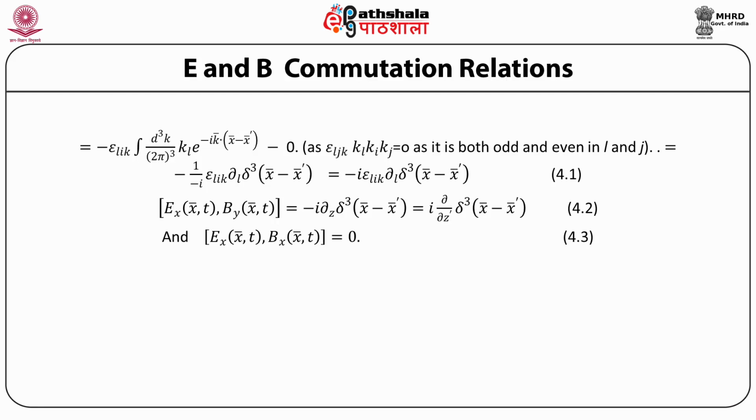So the commutator of E_x(x, t) and B_y(x', t) is given by minus i ∂_z of δ^3(x minus x'), which is equal to i ∂_z' δ^3(x minus x'), and E_x commuting with B_x is equal to 0.